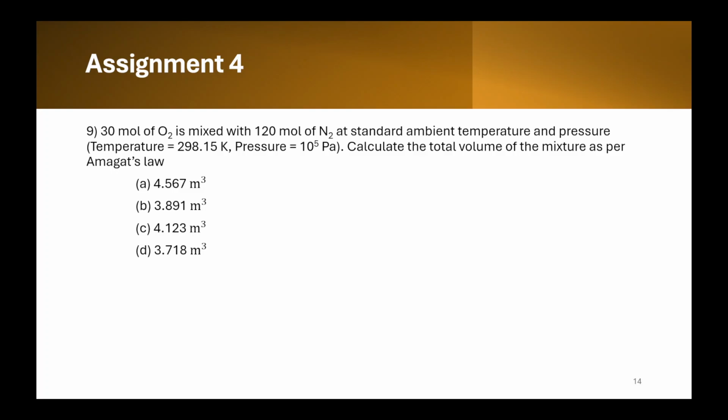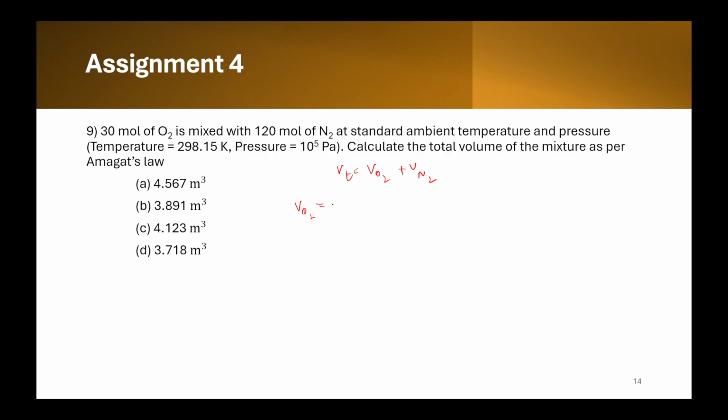Next question. 30 mole of O2 is mixed with 120 mole of N2, nitrogen, at standard ambient temperature and pressure. The temperature is 298.15 Kelvin, and pressure is 10 to power 5 Pascal. Calculate the total volume of the mixture as per Amagat's law. So Vt will be equal to VO2 plus VN2. We can compute VO2 because we know P, T and n.